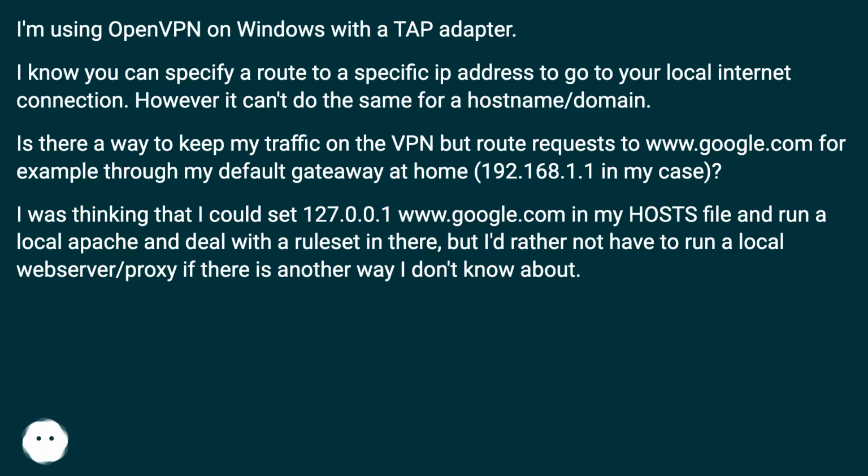192.168.1.1 in my case? I was thinking that I could set 127.0.0.1 www.google.com in my hosts file and run a local Apache and deal with a rule set in there, but I'd rather not have to run a local web server proxy if there is another way I don't know about.